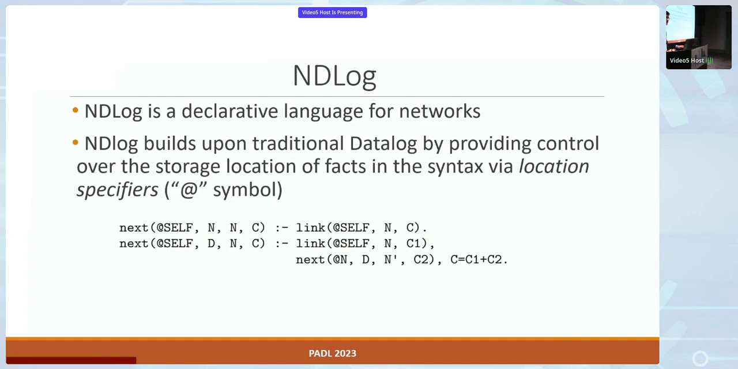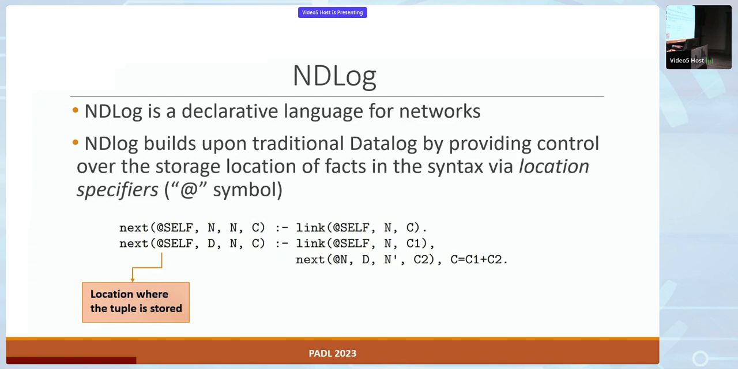So for instance, this is what a typical NDLog rule looks like. And you can see how every predicate, the first term, has an @ before it, which tells you the location of the fact. And if you look at the second rule, you have on the left-hand side next at self, and on the right-hand side you have next at n, which tells you that these are two different predicates at different locations. And this difference in location is what leads to communication between switches or routers. And this is quite remarkable because you're able to express communication without any send or receive primitives, right?